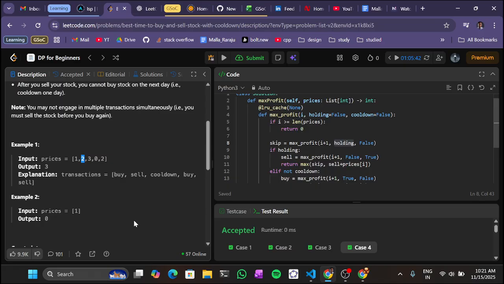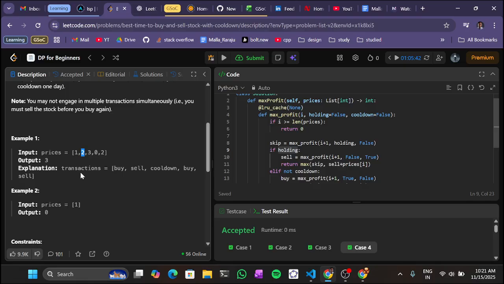you have two options. One is to sell it, or to skip it. So you still want to hold it and don't want to sell it. You can hold it as much as you want. For example, you can hold the 2 until the very last, then we can return 0.